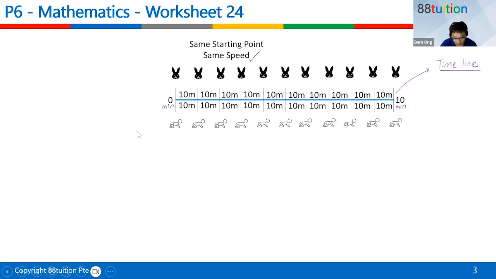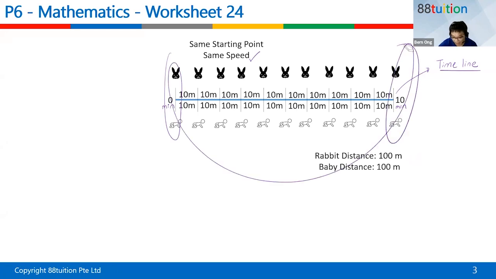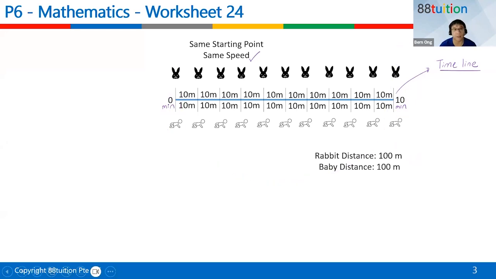So what is the distance covered by the rabbit? The distance covered by the rabbit is 10 meters times 10 minutes, which is 100 meters. How about the baby? 10 meters times 10 minutes, 100 meters also. Can you see or not? That's why they start and end at the same time. Is that okay, children? This is if they are at the same speed.